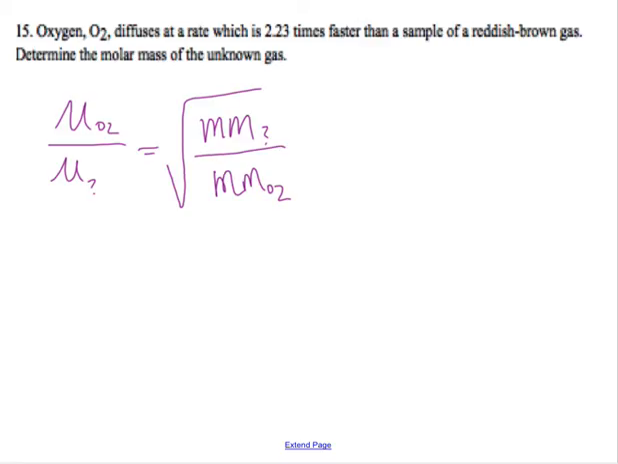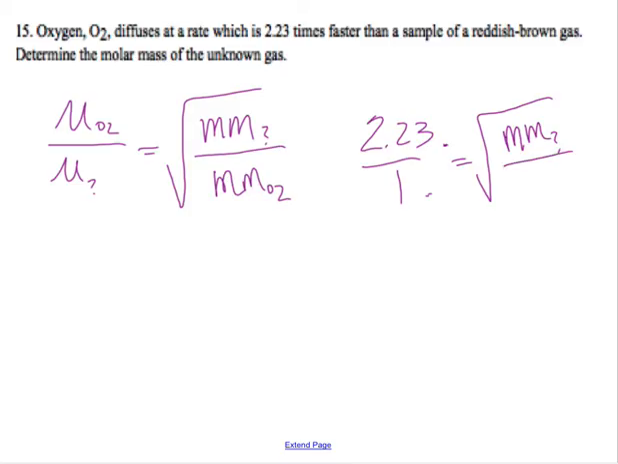I don't have specific rates, but what did they tell me? One is 2.23 times faster than the other. So how can I translate that to something useful in my fraction? Yeah, this is 2.23 over 1. Whatever the rates are, who cares? This one is 2.23 times faster than that one. All right? And so that's going to be equal to the molar mass I don't know.